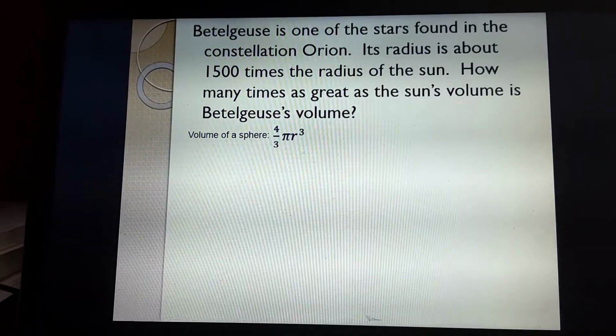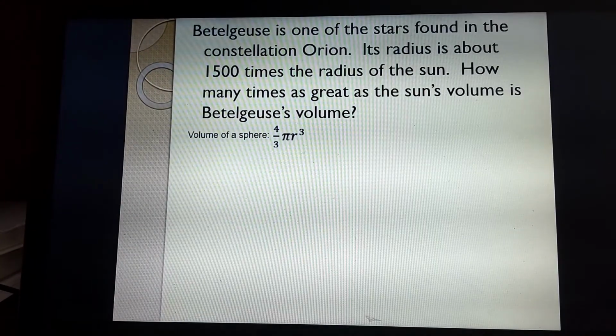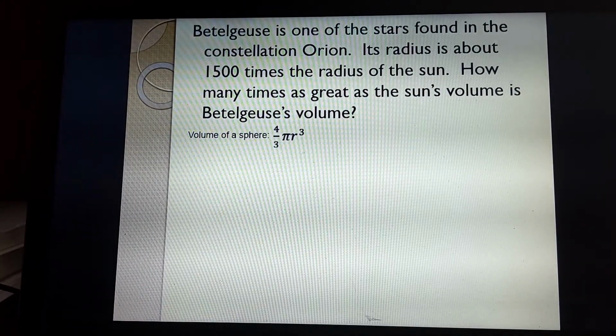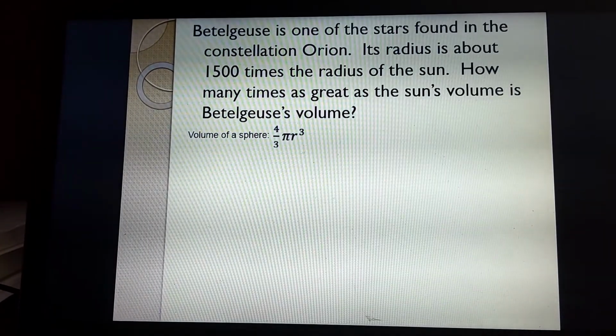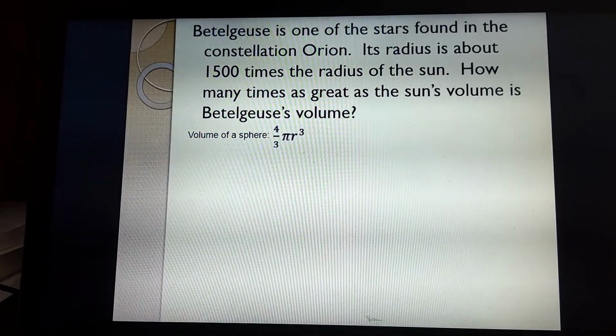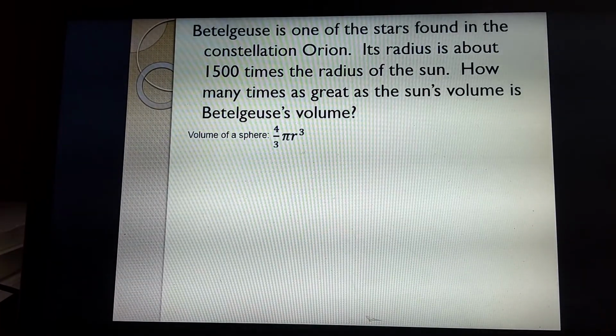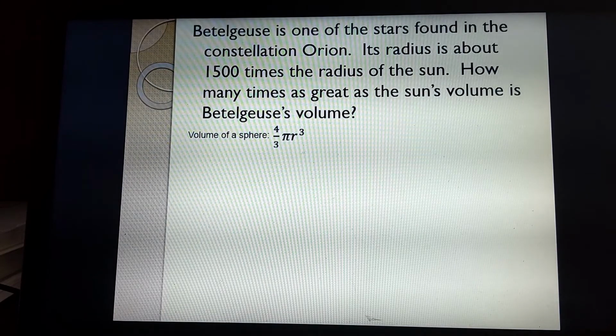Okay, we've got one more example about how it might be used in real life. This says Betelgeuse is one of the stars found in the constellation Orion. Now, this is an actual star. It's actually named Betelgeuse. If you have seen the movie Beetlejuice, he's named after this star. They just spell it different. It is a huge star. Its radius is about 1,500 times the radius of the sun. How many times as great as the sun's volume is Betelgeuse's volume? Okay, so this seems like a very, very complex problem, but it ends up being super easy.